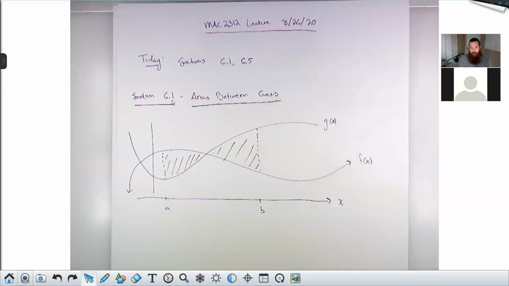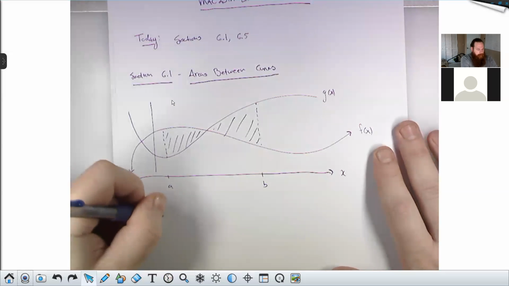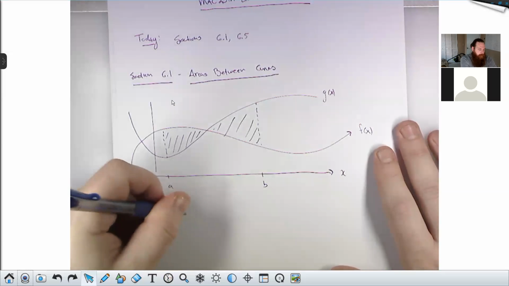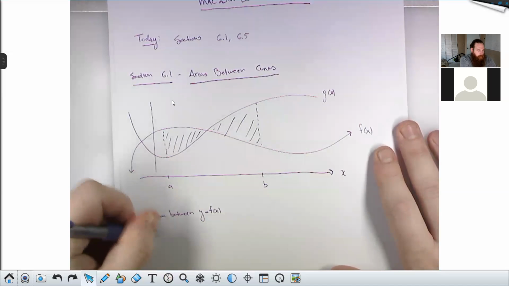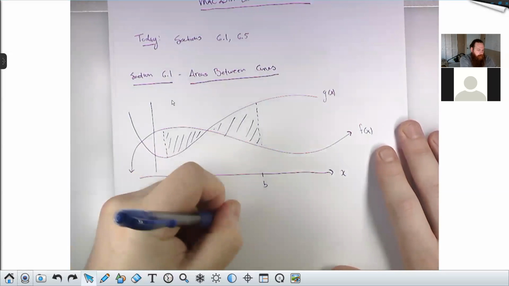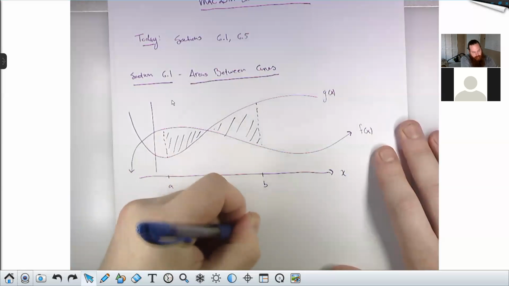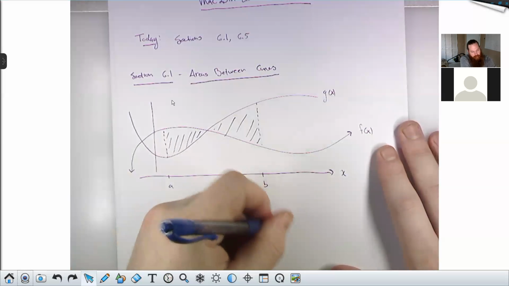The lazy way to do this is to say, okay, well, I'm just going to take the absolute value of the difference of f and g and integrate that from a to b. That will do the job. That's the formula your book has. So the area between y equals f of x and y equals g of x on the interval ab is the integral from a to b of the absolute value of f of x minus g of x.